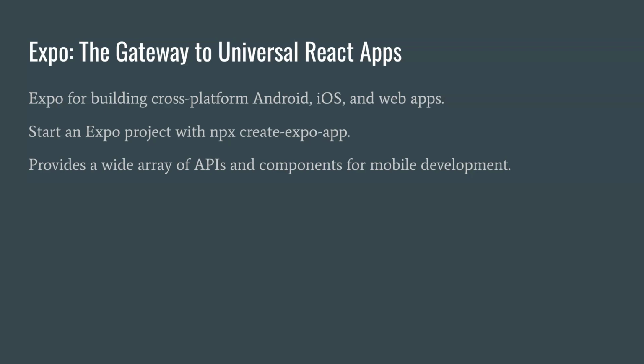Expo's SDK offers a wide array of APIs and components that cover most requirements of mobile apps, from camera access and location services to push notifications. So with Expo, you can develop your app and see changes in real time on your devices or simulators. And when you're ready, Expo can package your app for distribution on the App Store and Google Play.